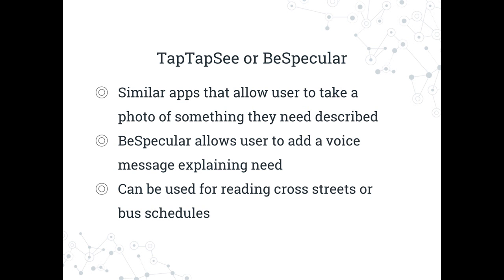With TapTapSee, you just take a picture and then receive a message back of what's in the image. That can be difficult because sometimes the information that you get back may be, oh, there's a white sign on a metal pole, when really you want what's on the sign, and not just that there's a sign there.